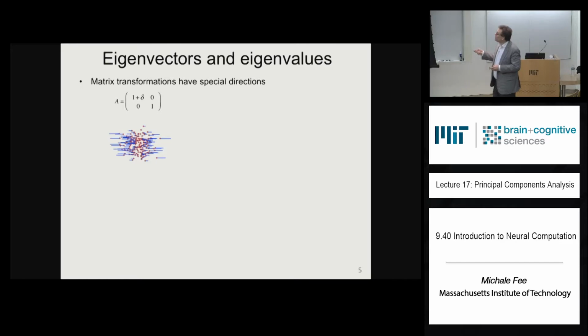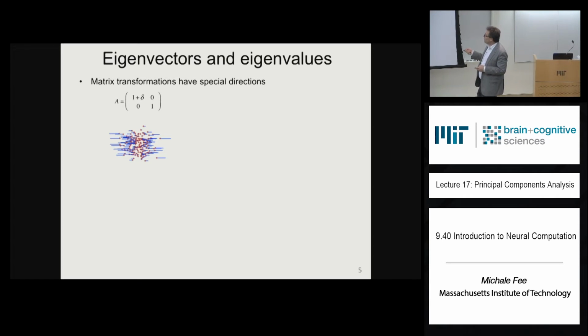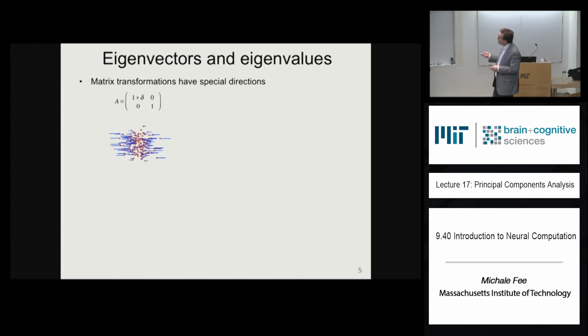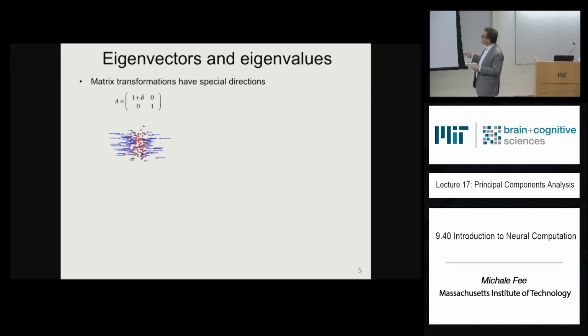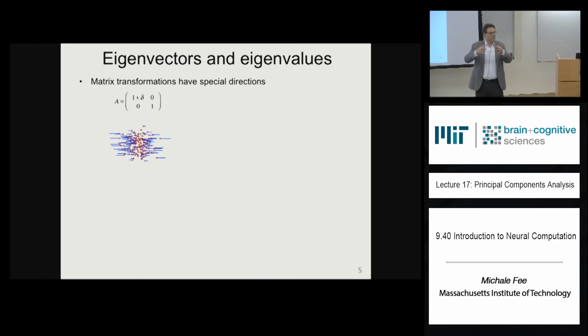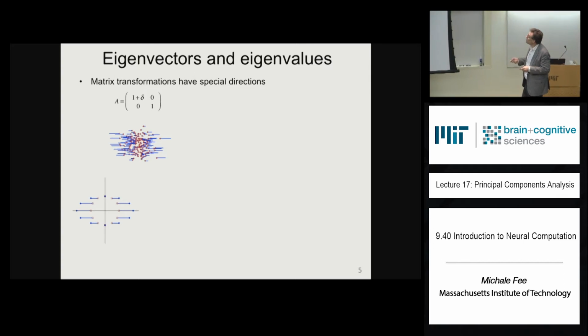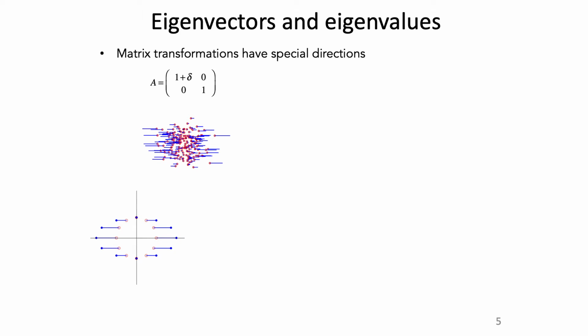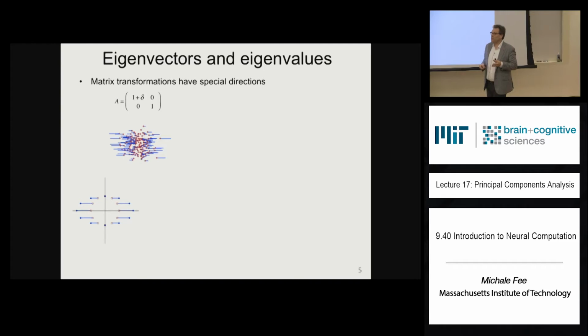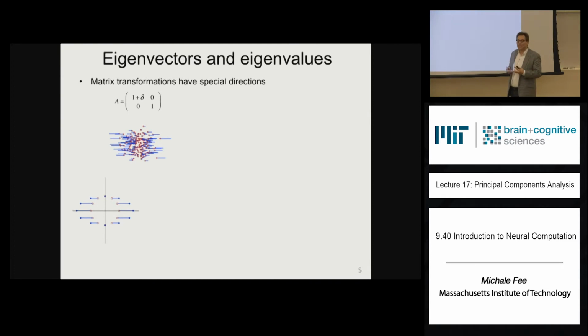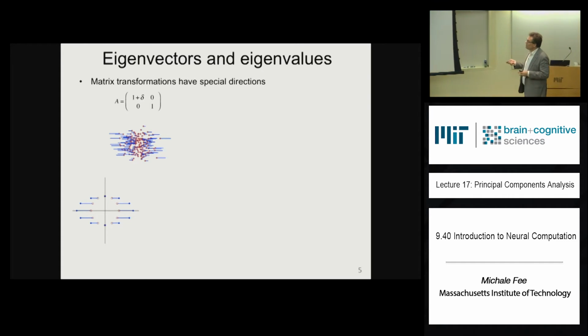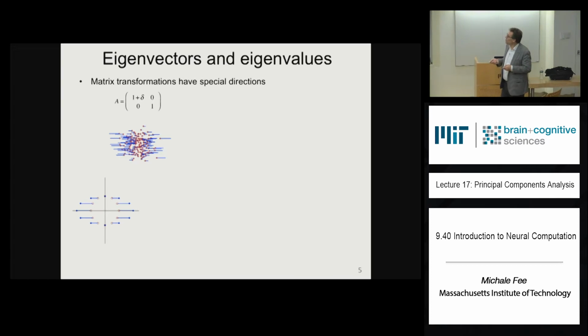So if we have diagonal matrices where one of the elements is slightly larger than 1, and the other diagonal element is equal to 1, you get a stretch of this set of input vectors along the x-axis. Now, that process of stretching vectors along a particular direction has built into it the idea that there are special directions in this matrix transformation. So what do I mean by that?